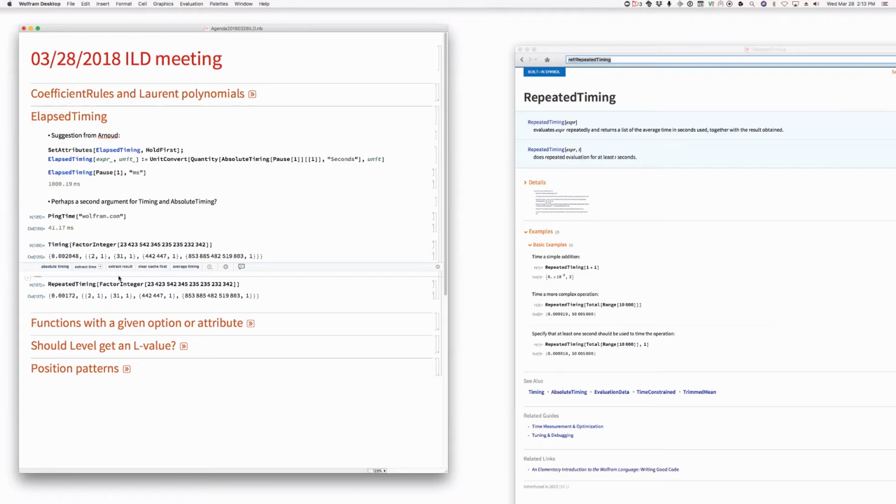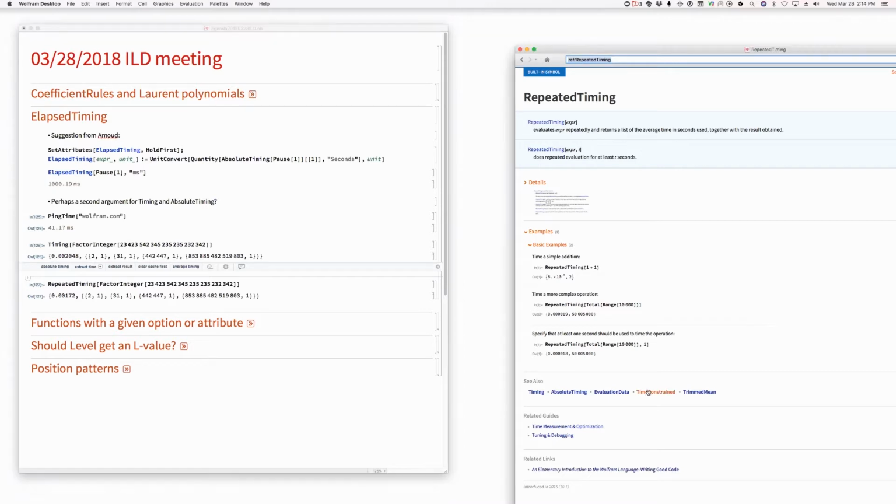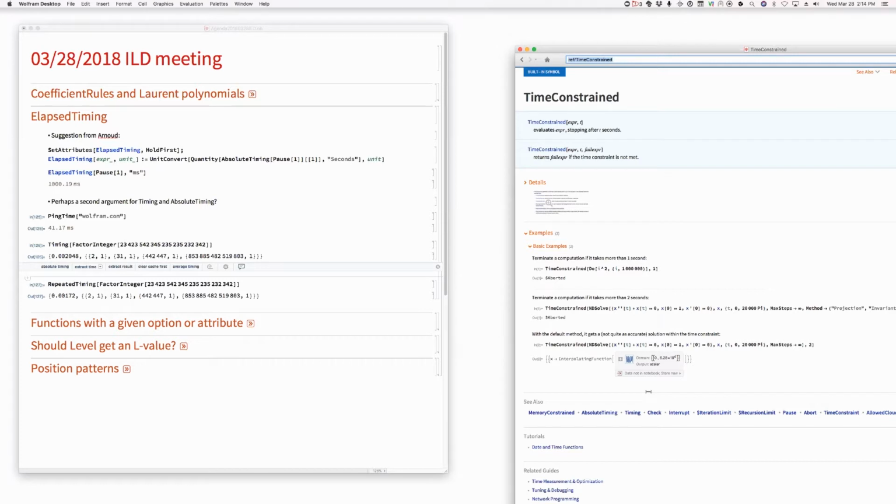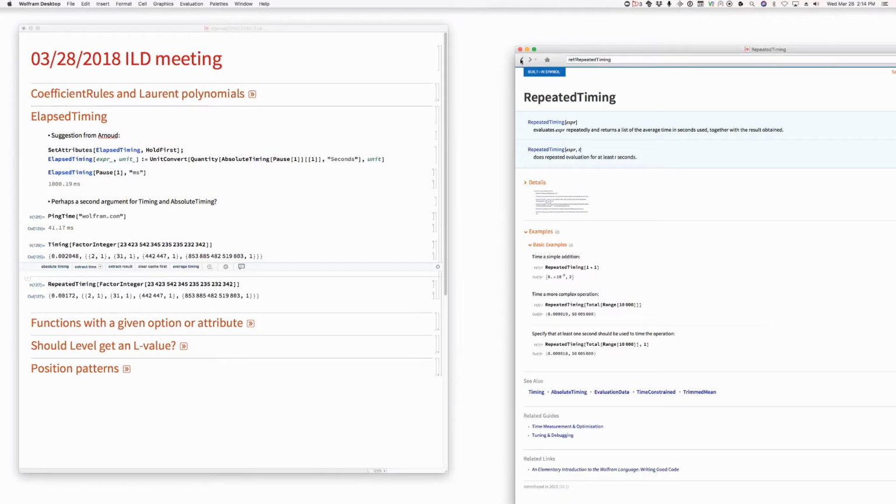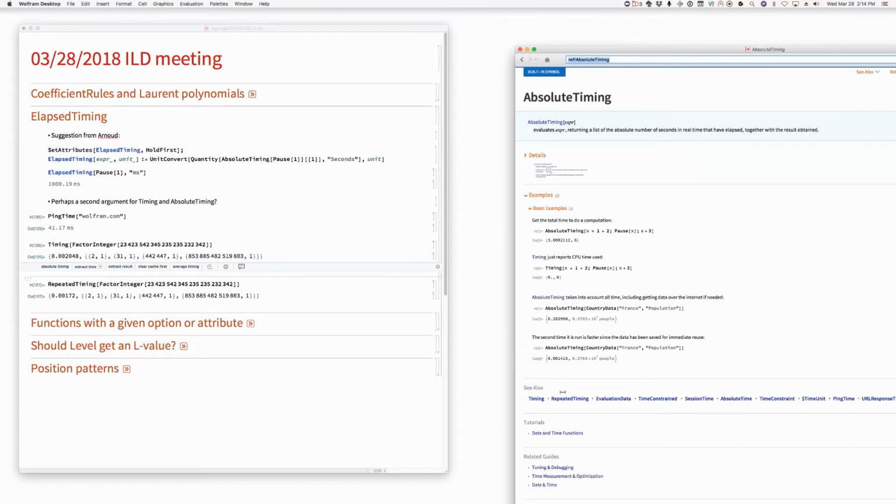Well, perhaps it can be a third argument here. By the way, does time constrained take quantities? It does take quantities. Make all the timing functions allow consumption of quantities, but we've tried not to generate them from a lot of the functions that have been around for a long time, just because there's so much potential for problem in legacy code that's checking, absolute timing is less than 4 is going to be problematic if it returns a quantity of seconds.